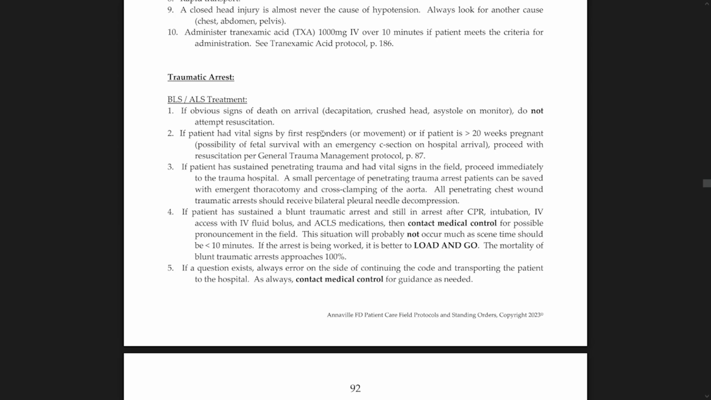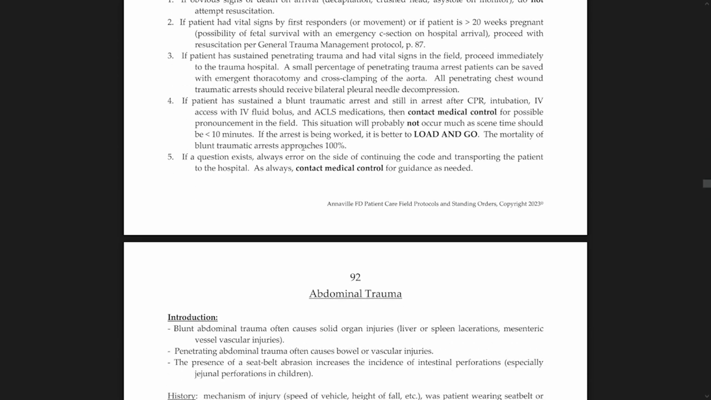If patients have sustained a blunt traumatic arrest and are still in arrest after CPR, intubation, IV access with IV fluid bolus, and ACLS medications have been administered, then contact medical control for the possible chance of a field pronouncement. This situation will probably not occur often, as scene time should be less than 10 minutes. If the arrest is being worked on, it is better to load and go, as the mortality rate of a blunt traumatic arrest can potentially approach 100%.